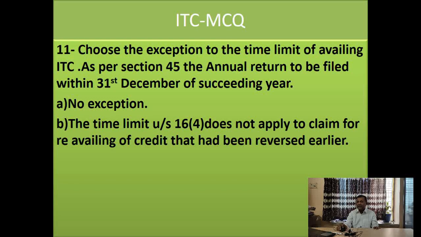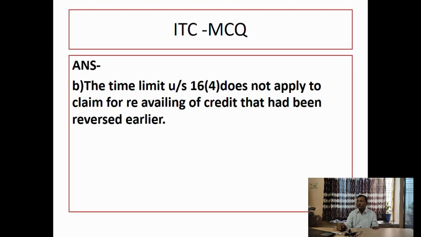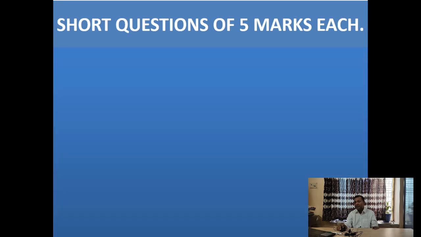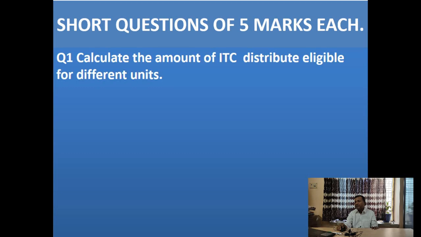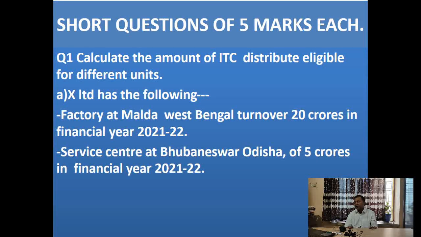So in this session we discuss the 11 short questions. Let us come to the long questions of 5 marks each. This can also be short questions of 5 marks each. Calculate the amount of ITC distribution eligible for different units. This is the question. X Limited has the factory in Malda, 20 crores turnover, service center at Bhubaneswar, 5 crore turnover. Question continuing. Service center in Chennai, 5 crore turnover.